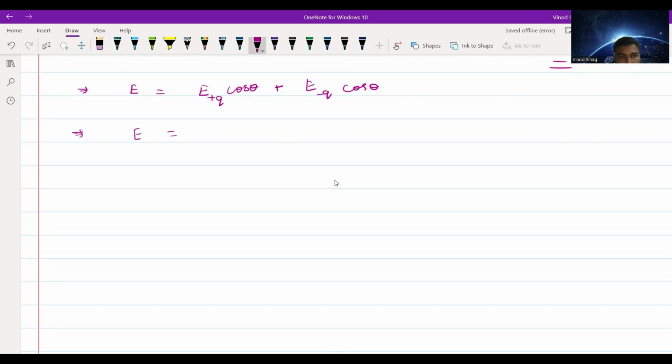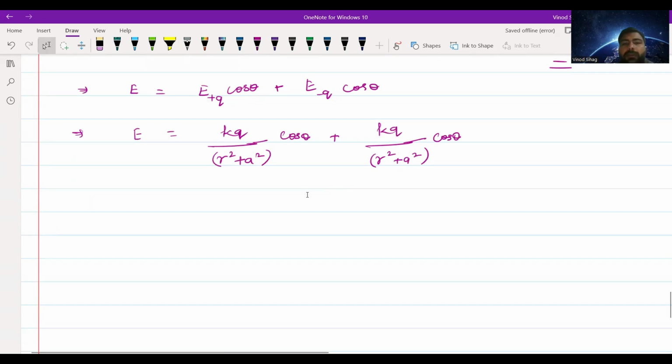So electric field will be KQ upon R square plus A square cos theta plus KQ upon R square plus A square cos theta. दोनों चीज सेम क्यों लिखी है? क्योंकि मैग्नीट्यूड सेम है. +Q और -Q दोनों का सेम है और cos theta is cos theta, so that is why both the quantities are same, so they will be doubled.